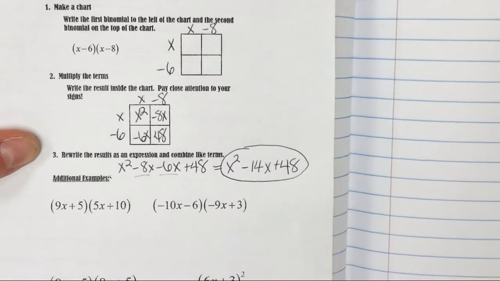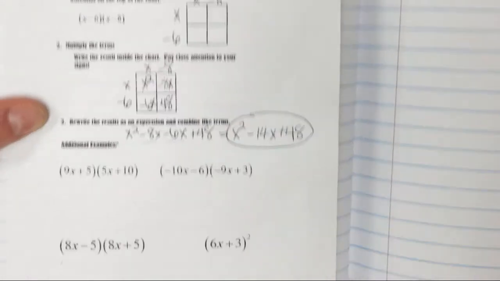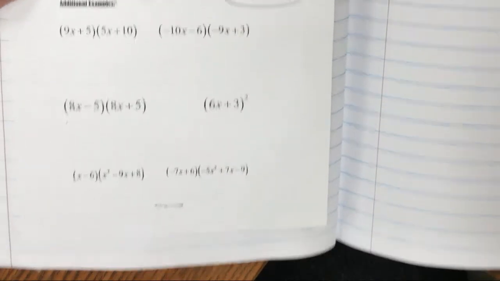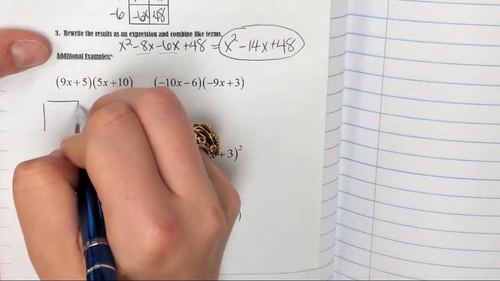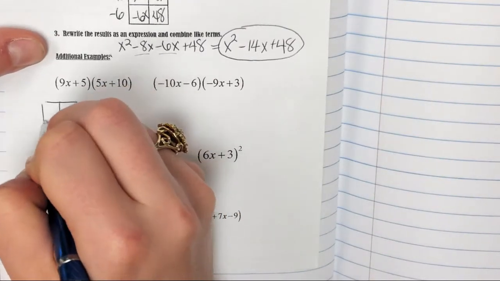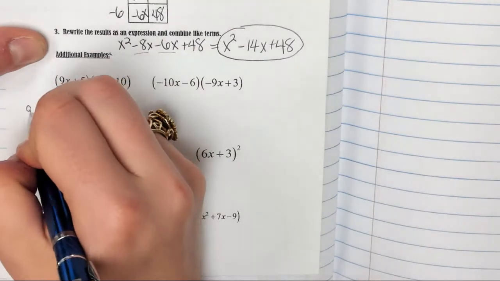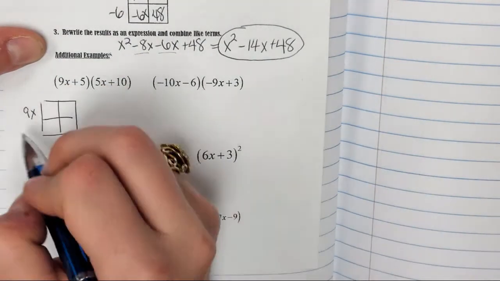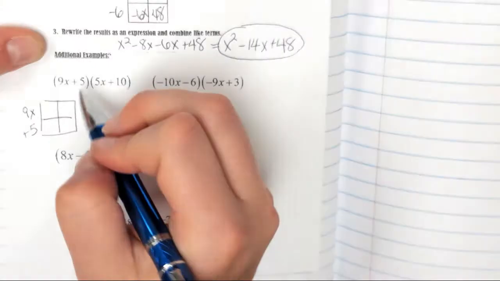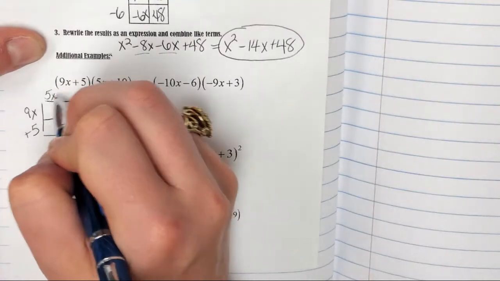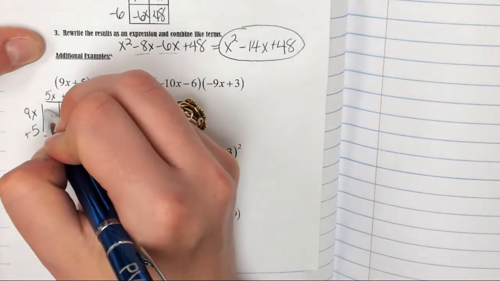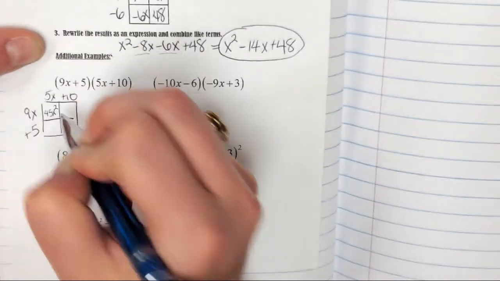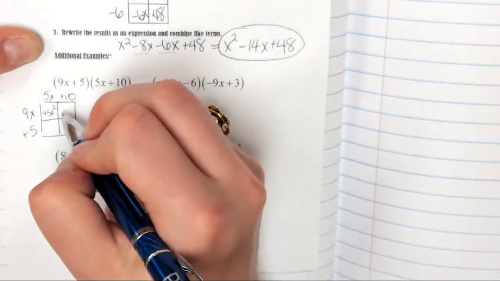A couple of additional examples here for us. Tilt this up just a little bit. All right, so first step, start with the box. First binomial down the side, so 9x plus 5, and 5x plus 10. 5x times 9x gives me 45x squared. 9x times 10 gives me 90x.